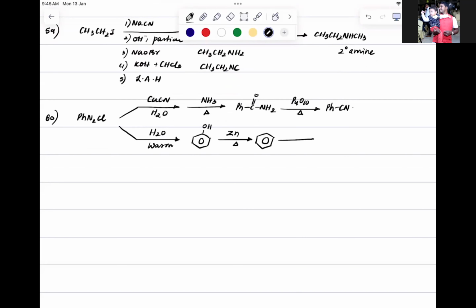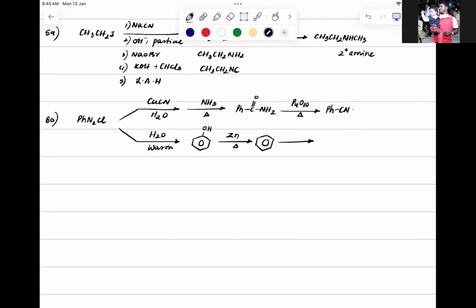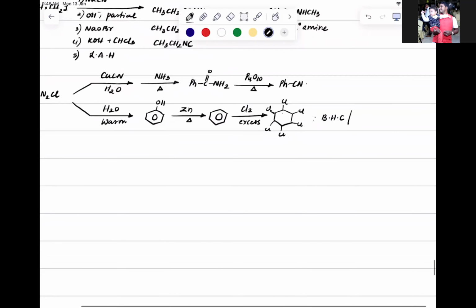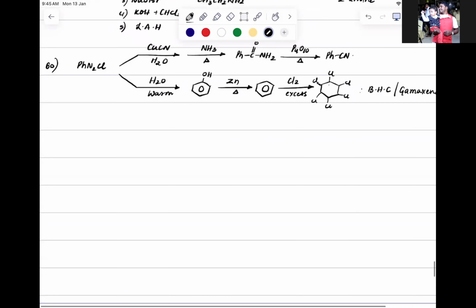Benzene, if you treat with Cl2 excess, that means you will convert this into Cl2 addition. So if nothing is mentioned, always convert into addition. This is benzene hexachloride, BHC, or gammaxane. This is the product formed.